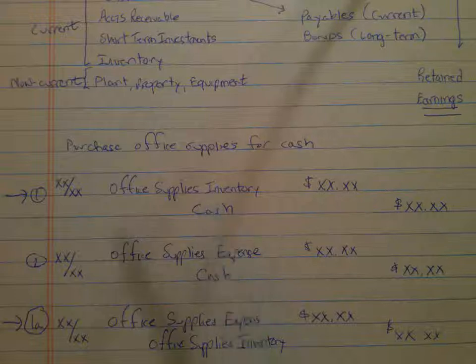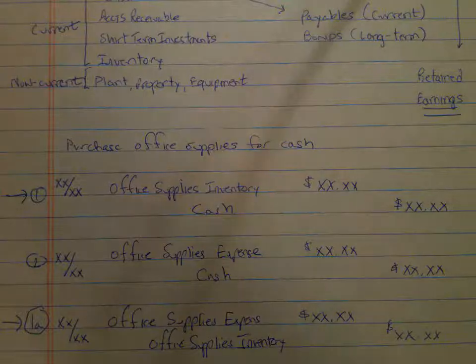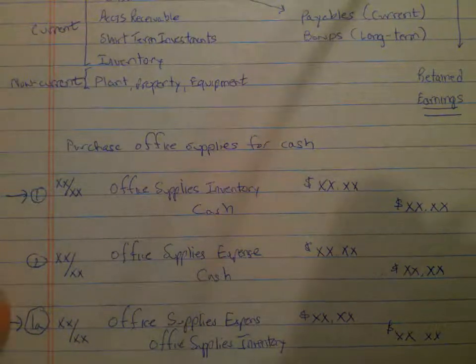Okay, and then at some point we would actually pay the cash to the vendor, and so then we would debit accounts payable and credit cash. And that's how these journal entries work.